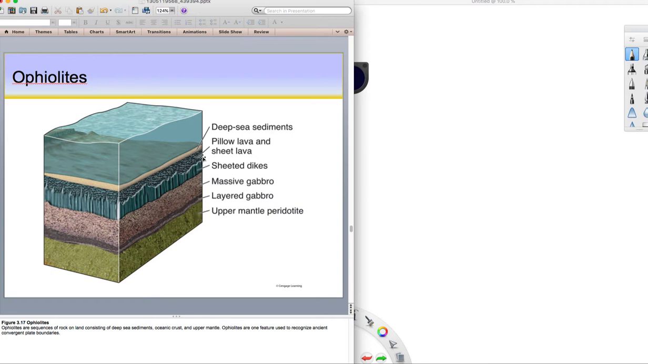And then as the seafloor starts moving away from the mid-oceanic ridge, the marine sediment begins to collect on it. So that's always at the top. The deep sea marine sediments are going to be on top of the pillow lavas.